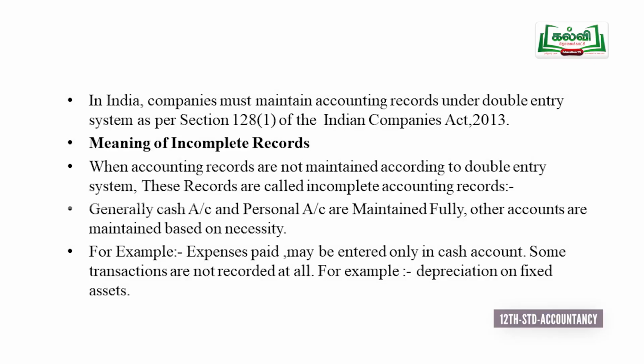For example, the expenses paid may be entered only in the cash account. Some transactions are not recorded at all. For example, in the case of wages paid or salaries paid, only one account is given a debit, that is, the cash account is given the debit or credit. But depreciation on fixed assets is completely omitted. Some transactions are partially recorded, some are completely omitted.